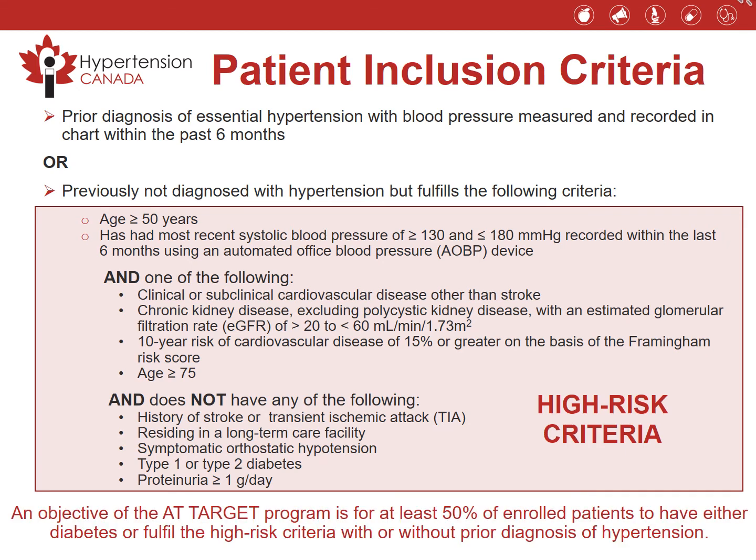An objective of the At Target program is for at least 50% of enrolled patients to have either diabetes or fulfill the high-risk criteria with or without prior diagnosis of hypertension. The high-risk criteria are highlighted by the red box.